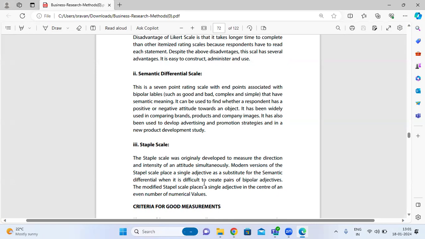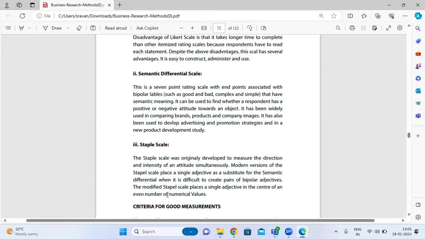The last one is the Stapel scale. The Stapel scale was originally developed to measure the direction and intensity of attitude simultaneously. The modern version of the Stapel scale places a single objective as a substitute for the semantic differential when it is difficult to create pairs of bipolar objectives.